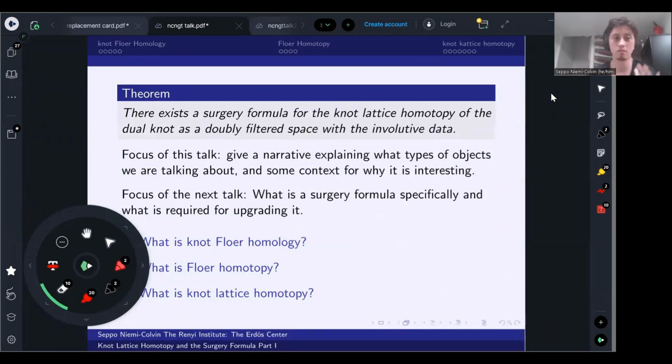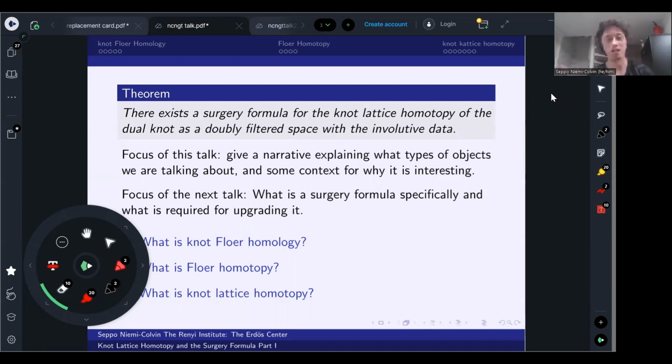In particular, the main result that I have been working on is that there exists a surgery formula for that knot lattice homotopy that gives information about the dual knot as a doubly filtered space with the evaluative data. It's okay if you do not understand all of those pieces yet. The focus of this talk is going to be explaining what types of objects we are talking about and some context for why those are interesting.